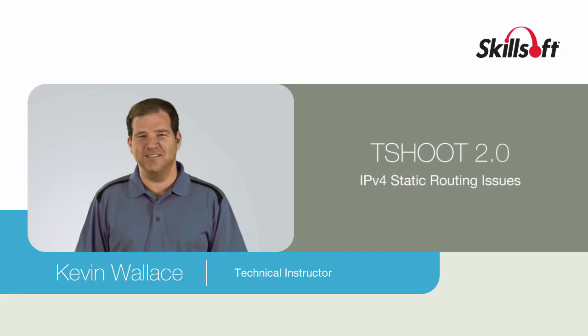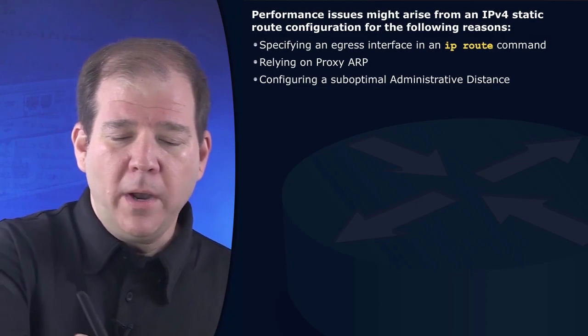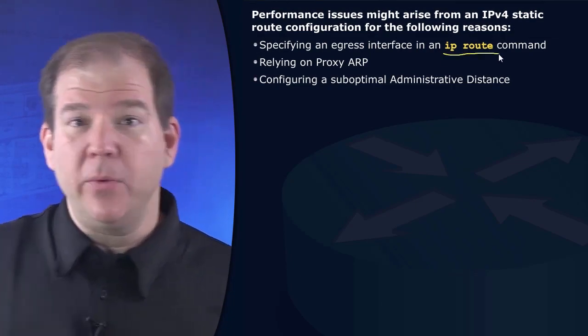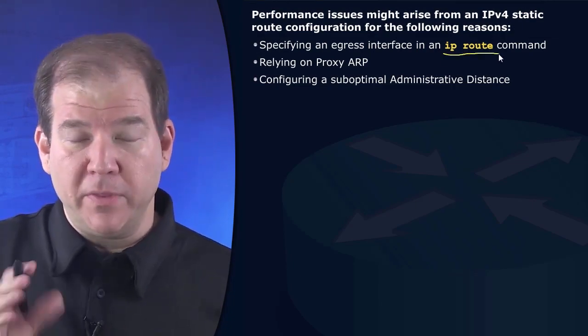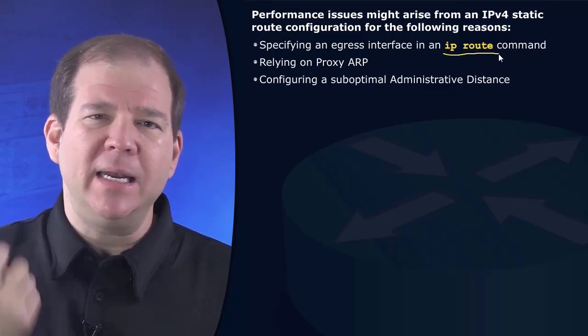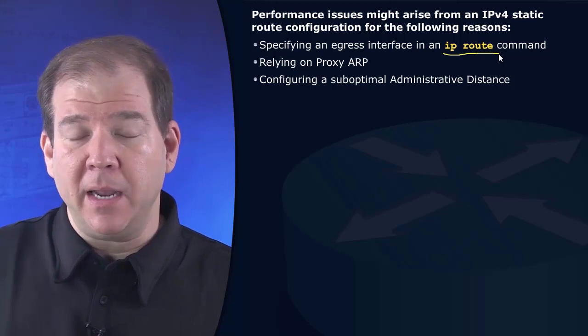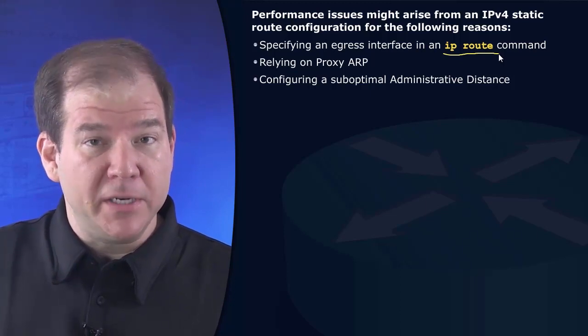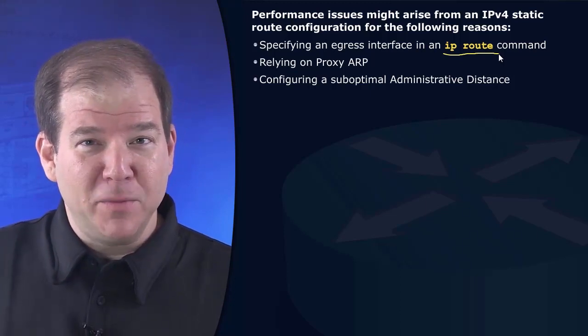Let's consider some issues we might have with IP version 4 static routing. Number one, when we're configuring that static route, and we use the IP route command to do that, which we'll do for you live in just a moment, instead of specifying a next hop IP address as part of that command, maybe we're specifying an egress interface, and that can lead to poor performance.